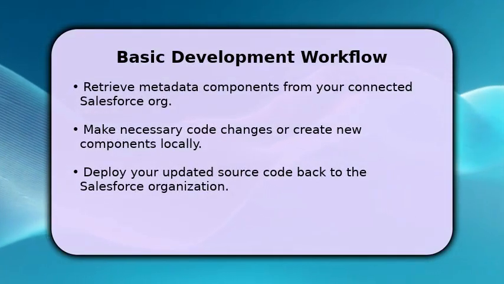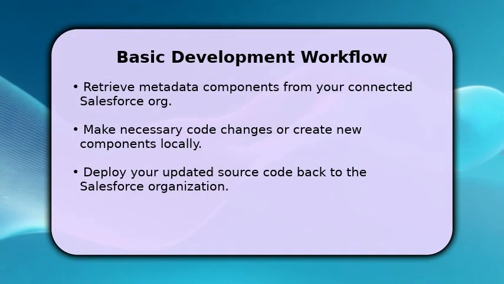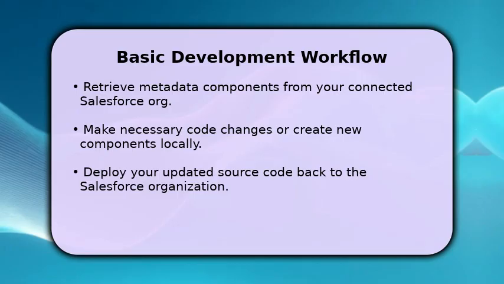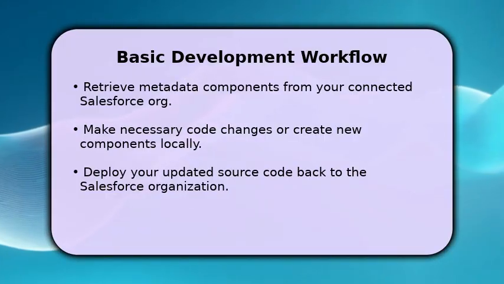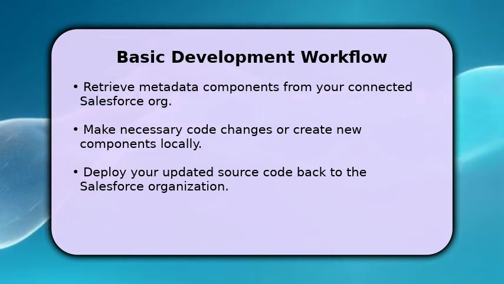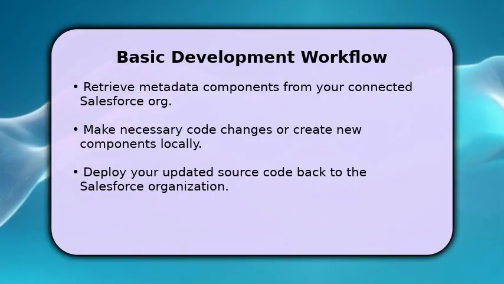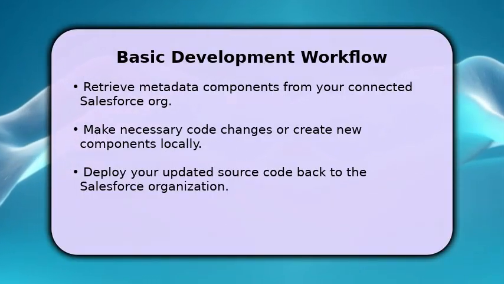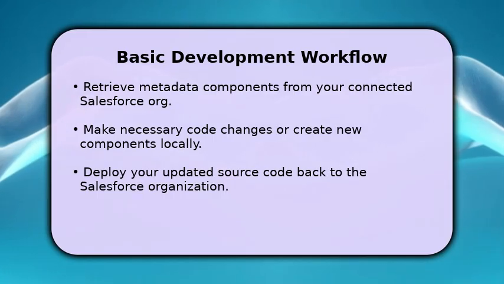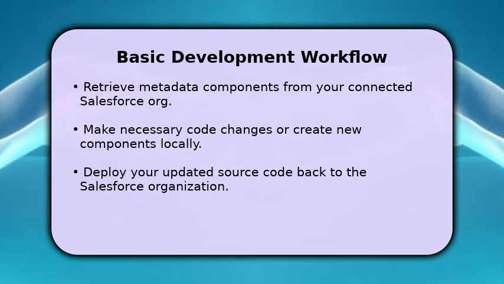The basic workflow involves retrieving, modifying, and deploying your Salesforce metadata. Use the command palette to run SFDX: Retrieve Source and Manifest from Org to pull components like Apex classes or Lightning Web Components to your local project. After making your desired changes in Visual Studio Code, you can deploy them back to your Salesforce organization using SFDX: Deploy Source to Org. This iterative process allows for efficient development and testing of your Salesforce customizations.